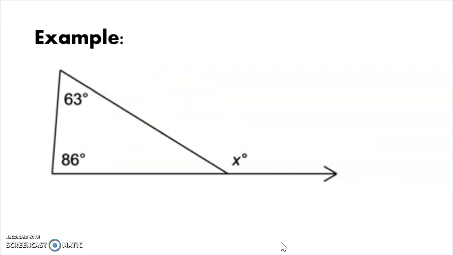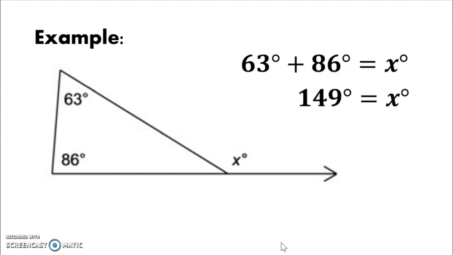Let's look at an example. How would we find the answer for x? How would we find the exterior angle? We could set up an equation to help us solve. Adding the two remote interior angles will give us a value for the exterior angle. In this case, the exterior angle of this triangle measures 149 degrees.